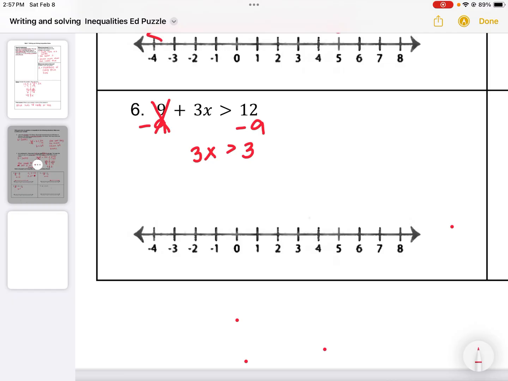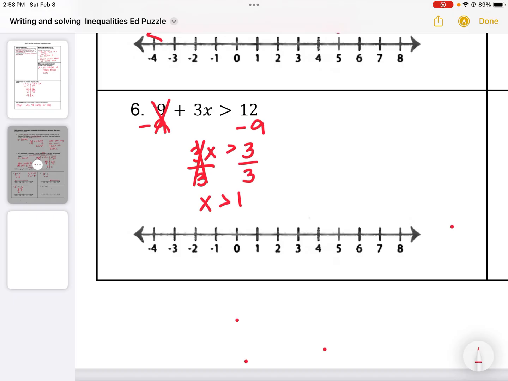The last step that I need to do is I need to check for any multiplying or dividing. There is multiplication happening between 3 and x, so I need to do the inverse operation, which is division, and divide both sides by 3. When I do, these cancel, my x comes down, my sign stays the same. 3 divided by 3 would give me 1 as my final answer.